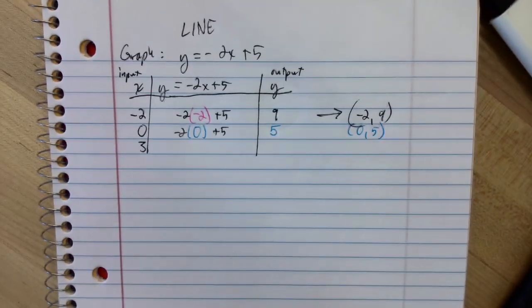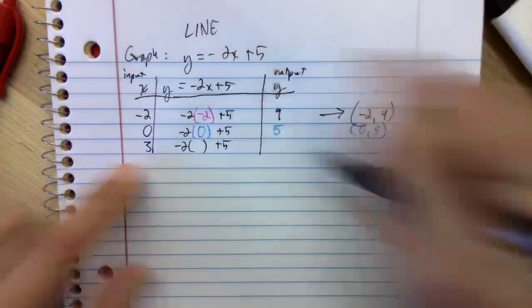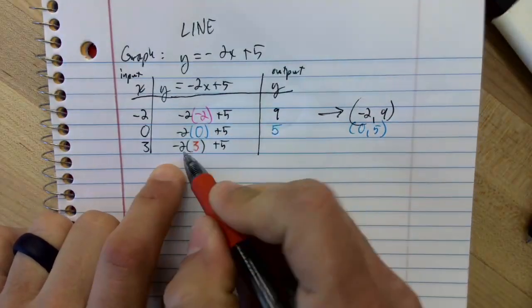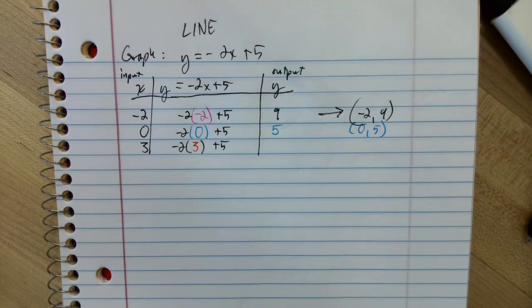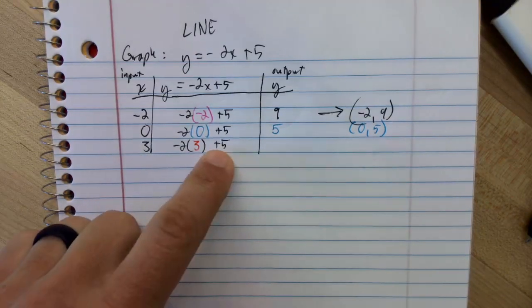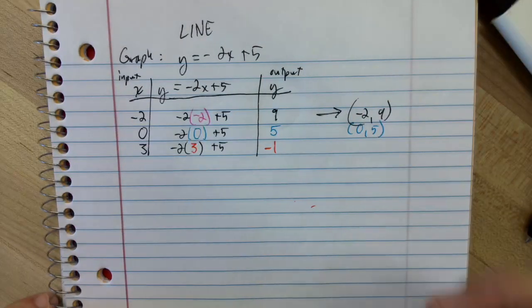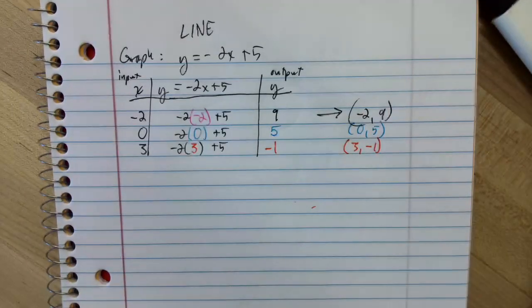One more color for us. Evaluate it for 3, negative 2, and we're going to plug in 3. We're going to substitute or evaluate x for 3. So negative 2 times 3, what is that? Negative 6 plus 5 almost gets me back to 0. So I plugged in 3, I got negative 1. So what I've just done is generate 3 points, okay, that will help me to represent the line here.